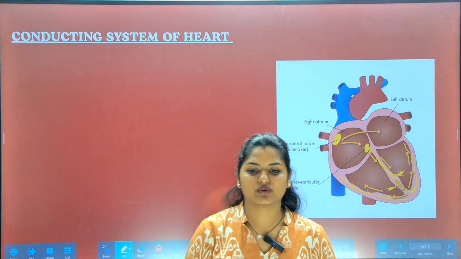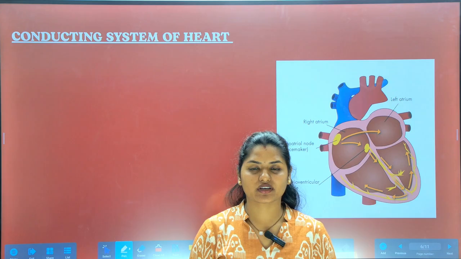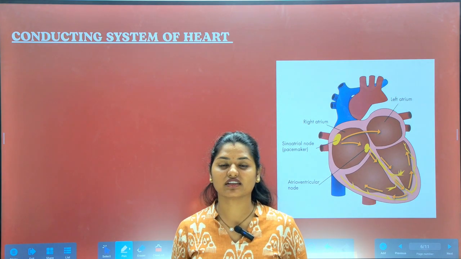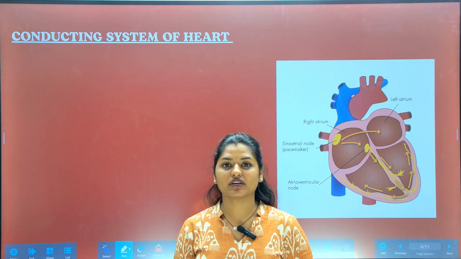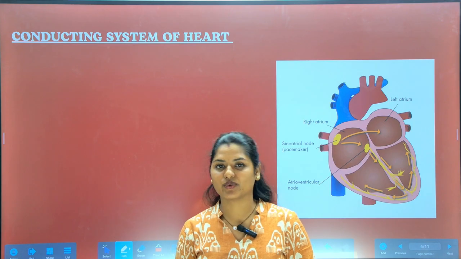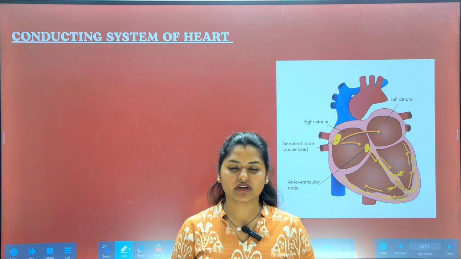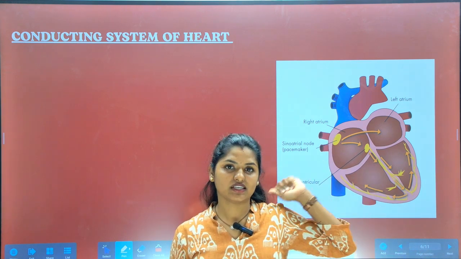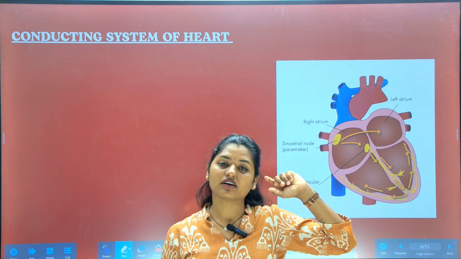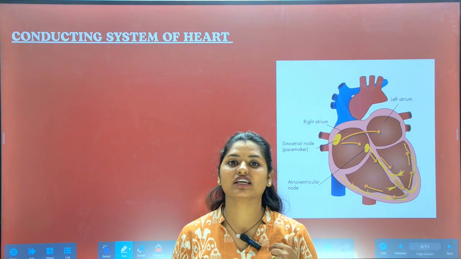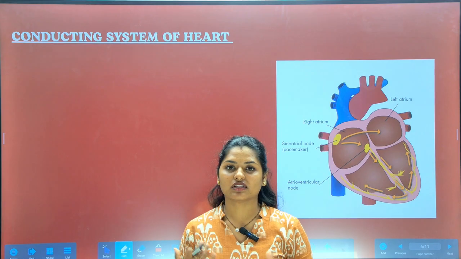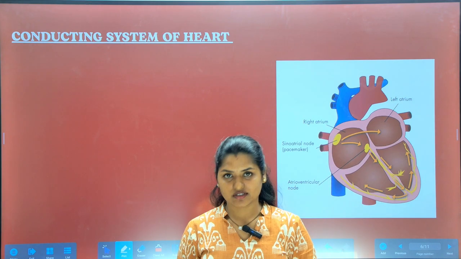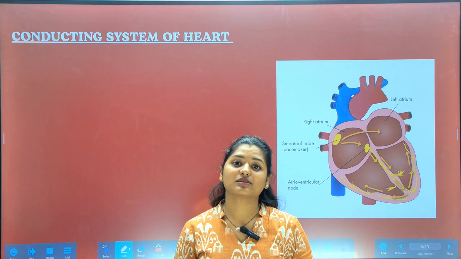Just think that from our childhood our heart has been beating, right? That too without any involvement of our brain. But how? For example, I'm moving this hand because I'm getting signals from my brain. But for the heart, there are no signals that come from the brain. But how does our heart work?